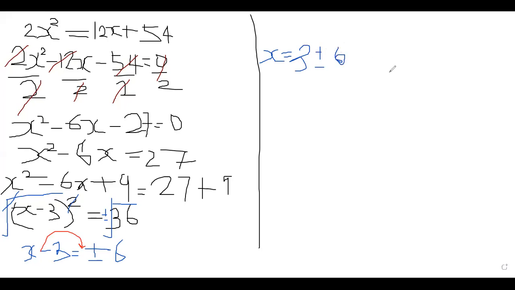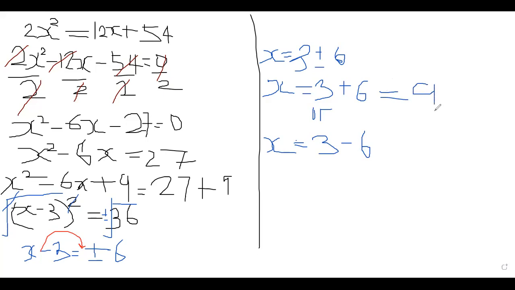So once that is done, you are going to have two answers, yes or no? Yes, sir. So that will be x equals 3 plus 6, or x equals 3 minus 6. 3 plus 6 is what? 9. And the other one is what? Minus 3.